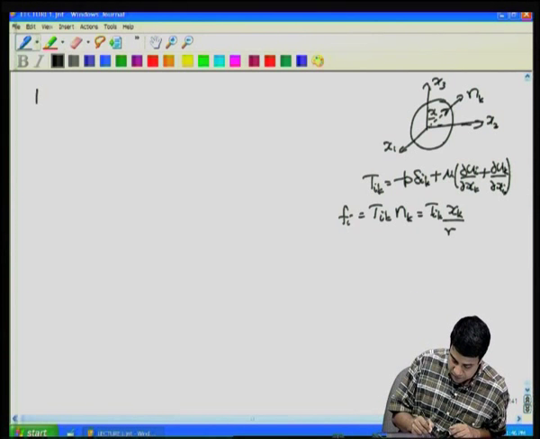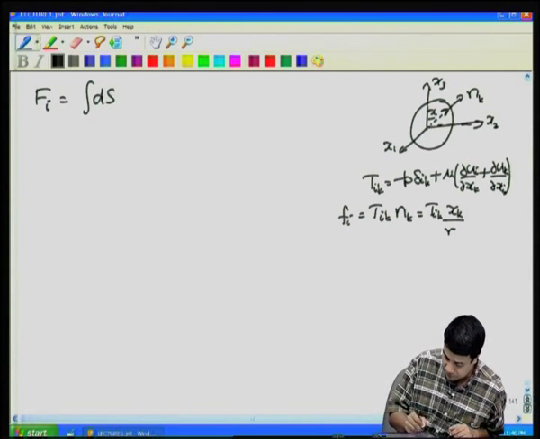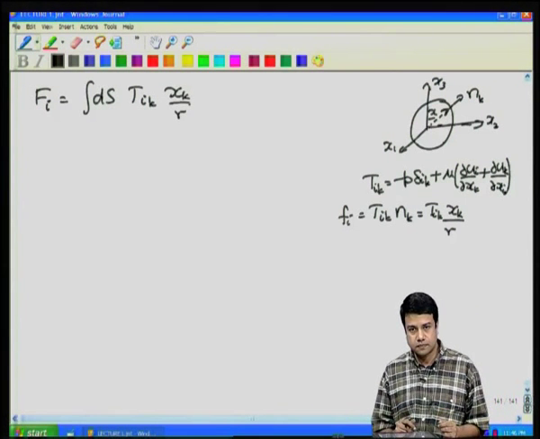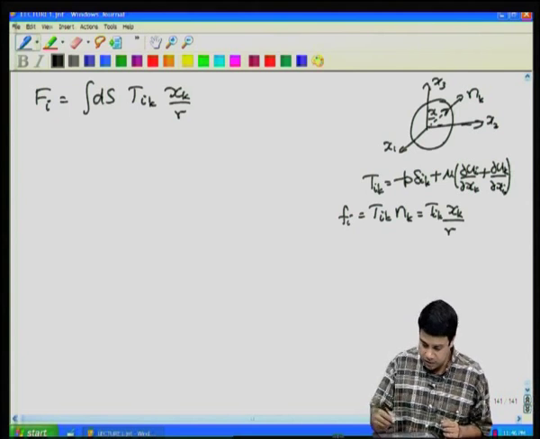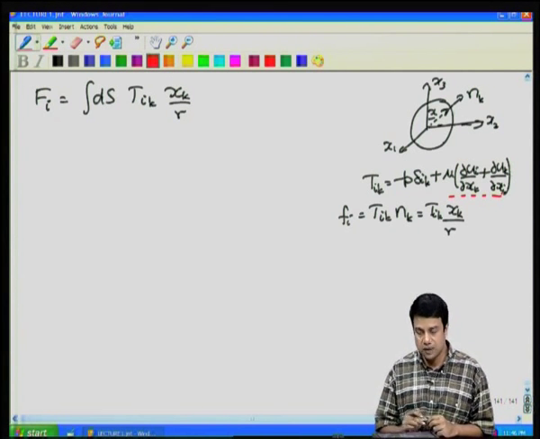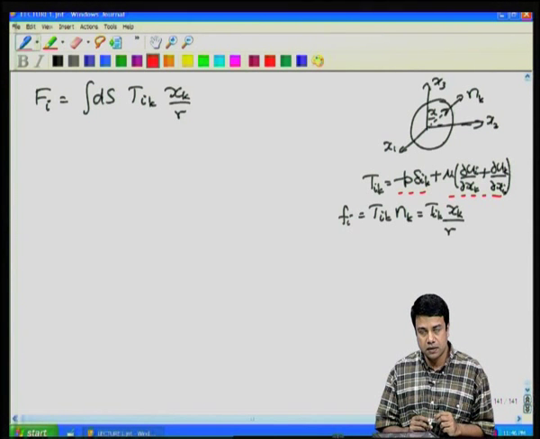The total force F I is equal to the integral of the force exerted on each point on the surface, of T I k x k by r. So, now I have to evaluate T I k. For that I need the gradient of the velocity. I also need the pressure. So, let us write down the gradient of the velocity and the pressure.